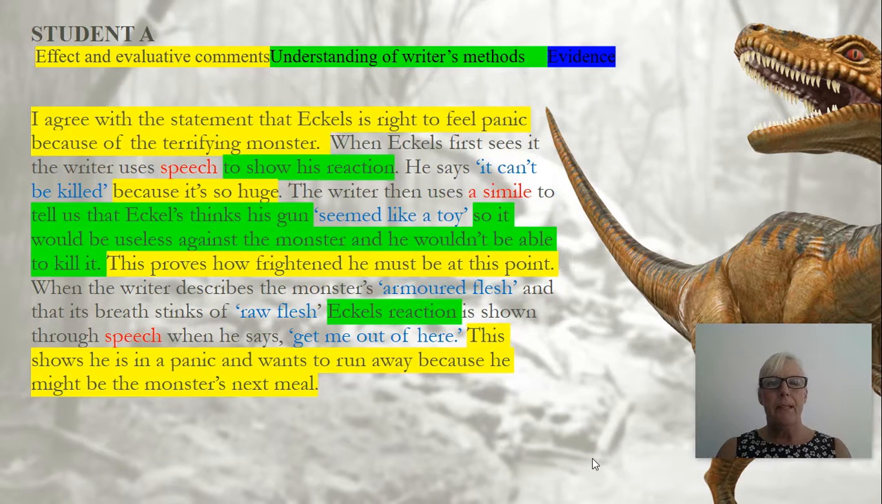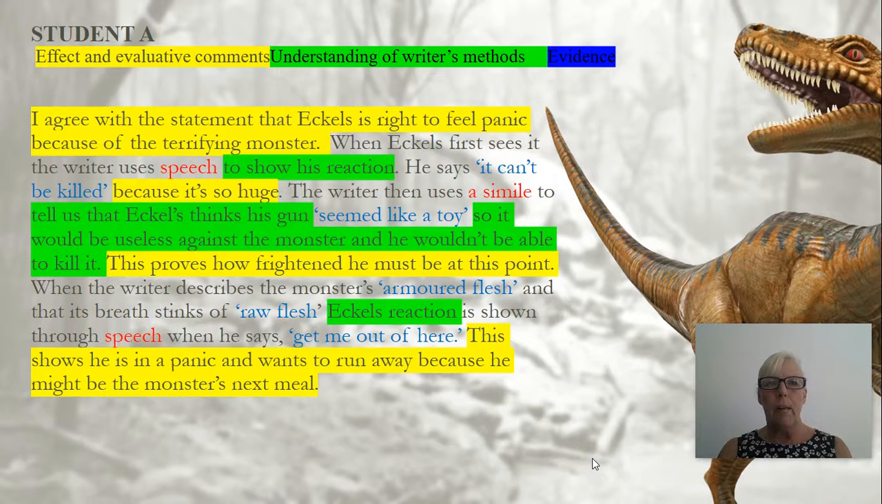So in yellow, I have marked the effect and the evaluative comments. The green shows the writer's methods, and we have the evidence. So we've got speech, show his reaction, it can't be killed because it's so huge. So that's our evaluative comment there. And then we have the writer uses a simile, that's a method, to tell us that Eccles thinks his gun, so what's it actually doing, seemed like a toy. Okay, and this proves how frightened he must be at this point. So just have a look at those.